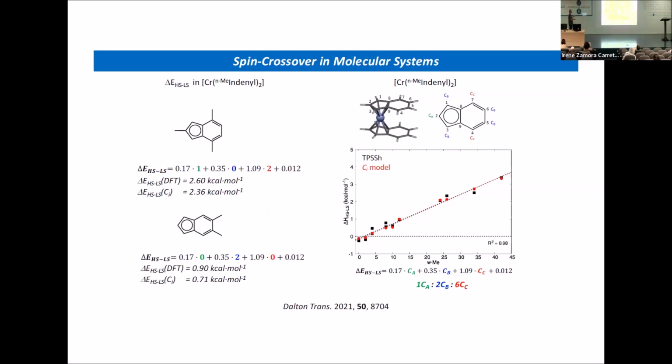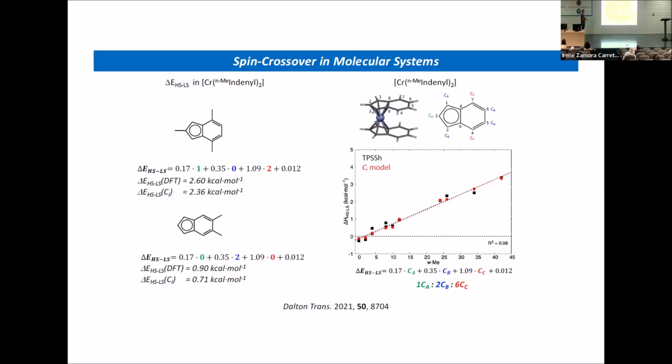So we obviously correlated the data with experimental values and with our own data, but we also generated a ligand that wasn't in the original data set. We decided to put the methyl groups here to see what happened. The value that the model predicts is 0.71, and the actual calculation, if you do the density functional calculation, optimization of the high spin state, low spin state, and everything, is 0.9.